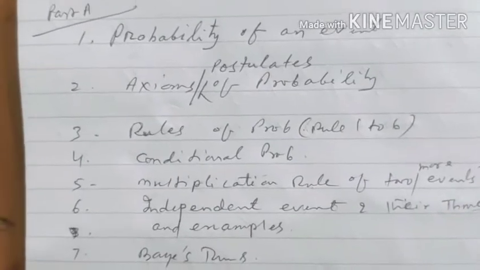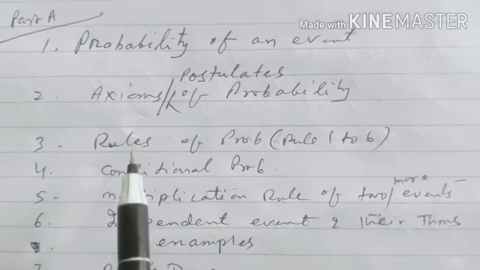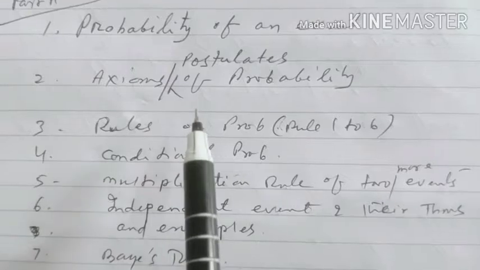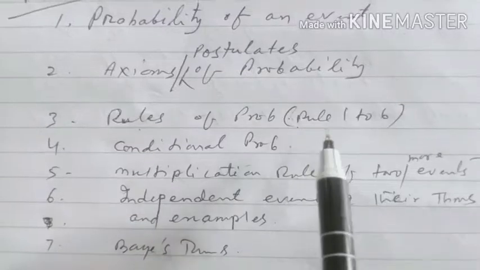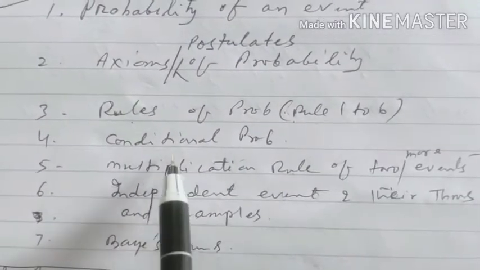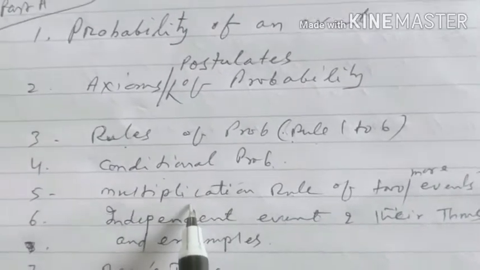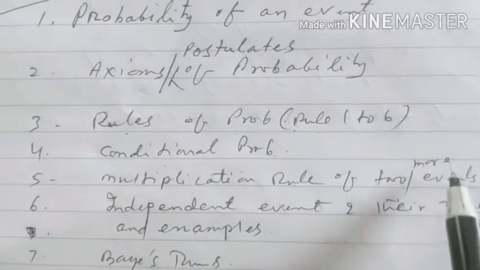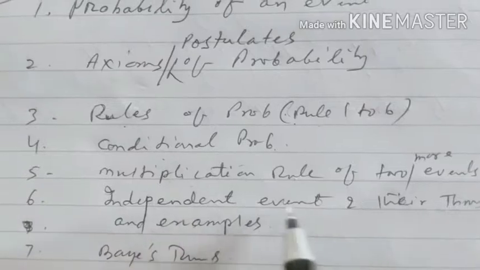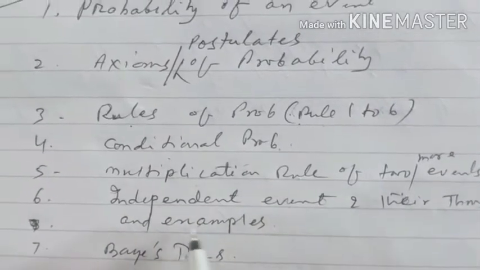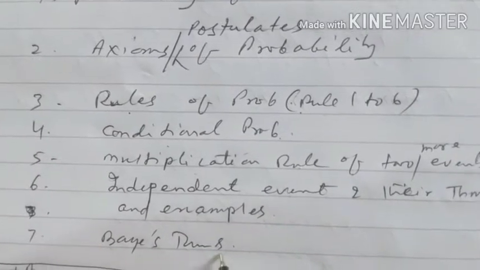Part A consists of: first, the probability of an event details. Next, the axioms or postulates of probability. Next, the rules of probability, there are 6 rules. Next, the conditional probability and their examples. Next, the multiplication rule of 2 or more events. Next, the independent events and their theorems with suitable examples. And the last one is Bayes theorem.